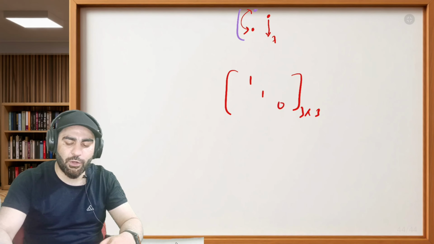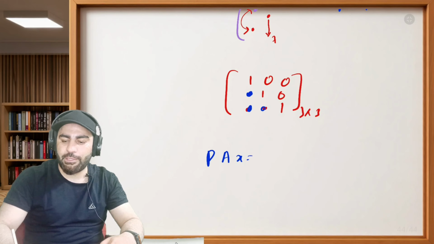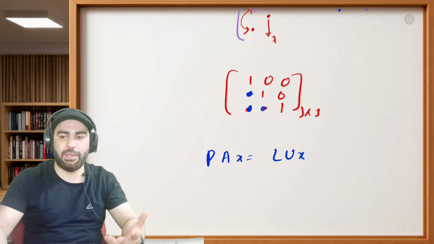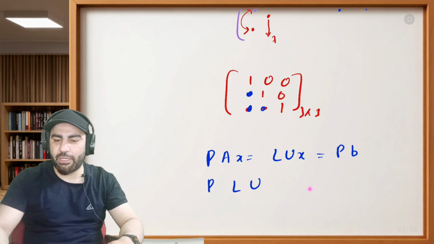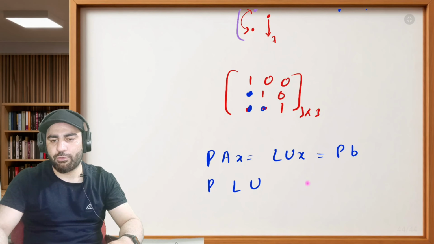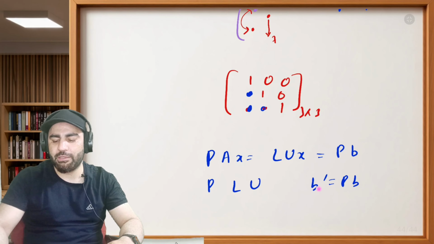After that, once you do all those things, you will solve this. You will basically solve PAx = LUx, which equals, suppose, Pb. Once you decompose and get P, L, and U, you can apply the permutation on b. You say B dash equals Pb, so you will get some B dash.